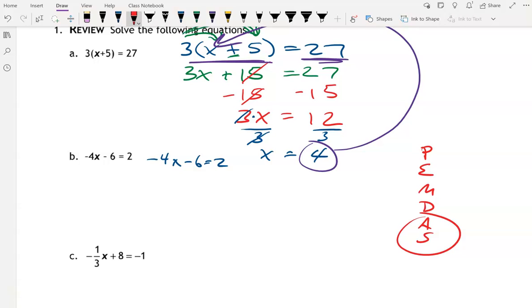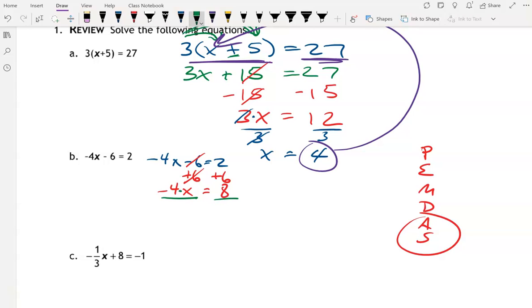I see here that I have negative 6 or minus 6, so I'm going to do the opposite of that, and I'm going to add 6. Now the reason that I do that first instead of multiplying or dividing by negative 4 is that I have to undo the addition or subtraction stuff first. Now I'm adding 6 to both sides. 2 plus 6 is 8. And that means I bring negative 4 times x down. My next step, this is negative 4 times x equals 8.